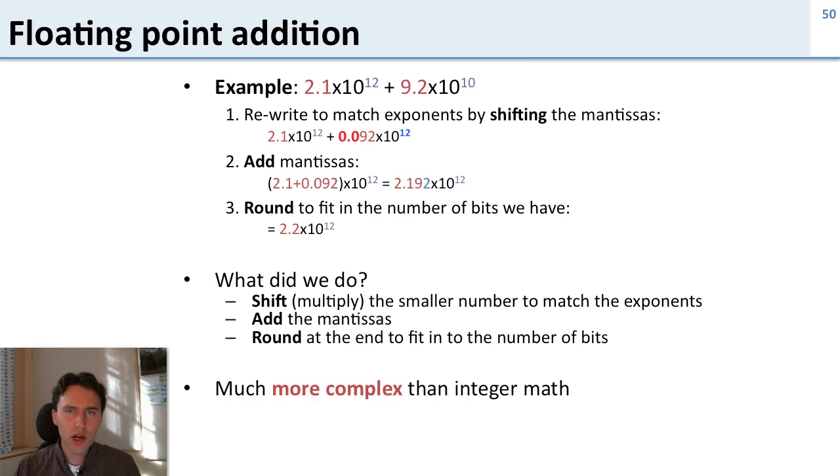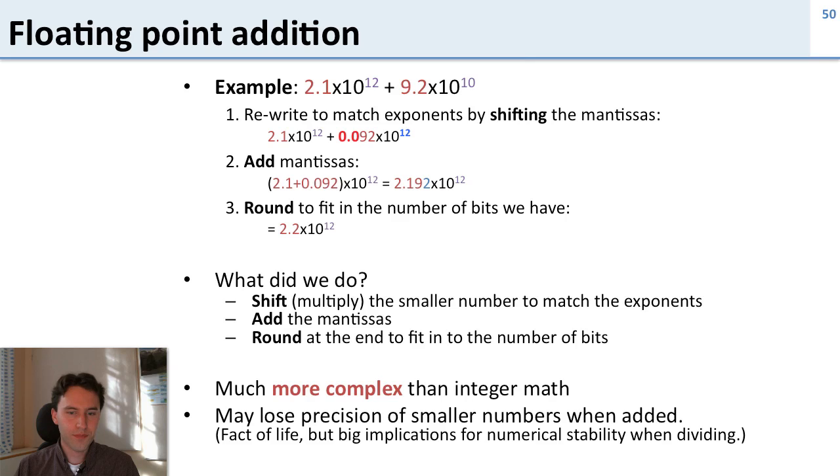So this is much more complicated than integer math. It has additions in it, but it has the shifting, and you have to decide how far to shift, and you have to round. You may also lose precision here. If you look at the smaller number we added, we lost almost all of it. We ended up only adding 0.1 to the bigger number, even though we had 9.2 for the precision of the smaller number. I'm going to talk a little bit more about this later.